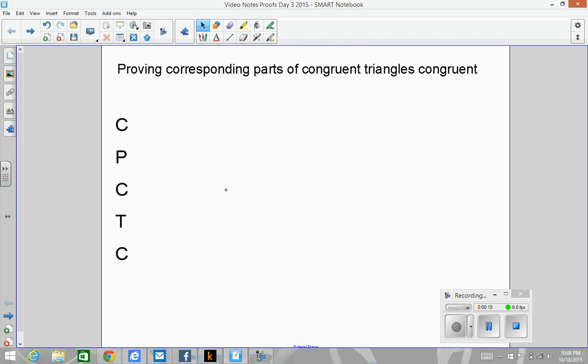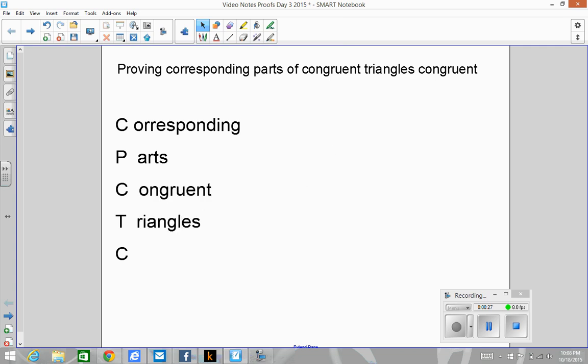And so that saying is CPCTC. And so you need to write this down. This is the abbreviation we use, CPCTC. Which is this: corresponding parts of congruent triangles are congruent.